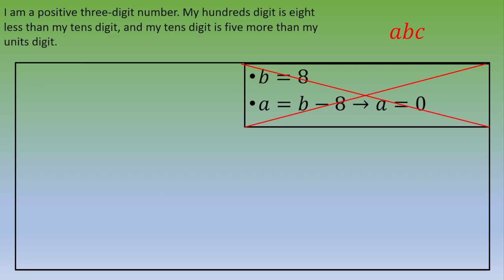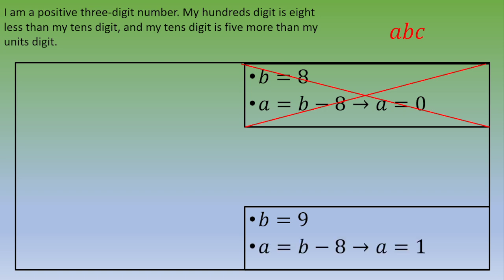And the second option is B equals 9. In this case, A equals B minus 8, and this is A equals 1. So now we've got these two values, A and B. So now let's interpret the last part of the sentence. My tens digit is 5 more than my units digit.